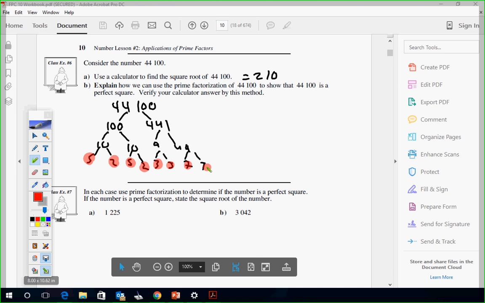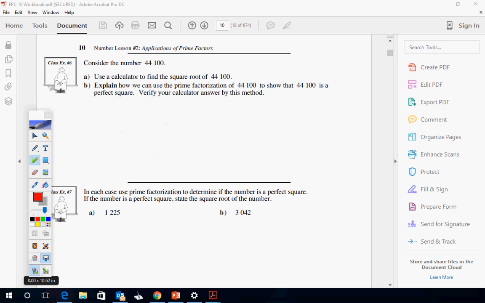Okay, so you guys go ahead and try example 7 here. You're going to see if 1225 and 3042 are perfect squares by showing prime factorization. So show me the pairs of those. 1225 and 3042. I'm going to move it up for you a bit.